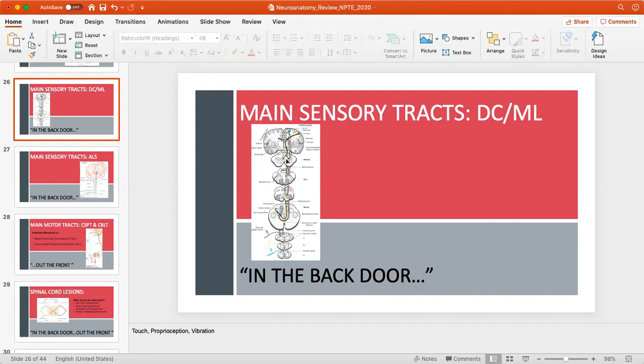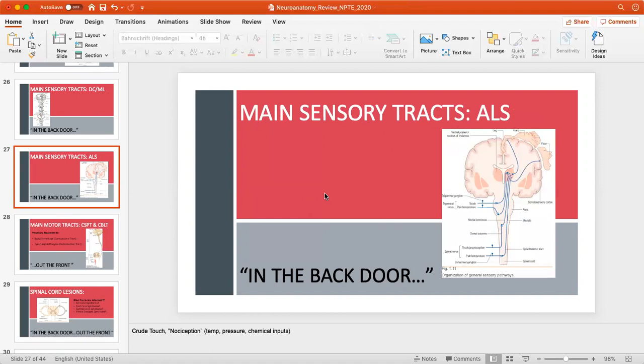As it synapses at that nucleus, that second order neuron, the axons from that are going to be contained in what we call the medial lemniscus as it passes through the brainstem, and then it's going to synapse in the thalamus. So that thalamus is going to be the third neuron in the chain. And that tract is going to communicate, dorsal column medial lemniscus, proprioception and vibration sensory information, but also light touch.